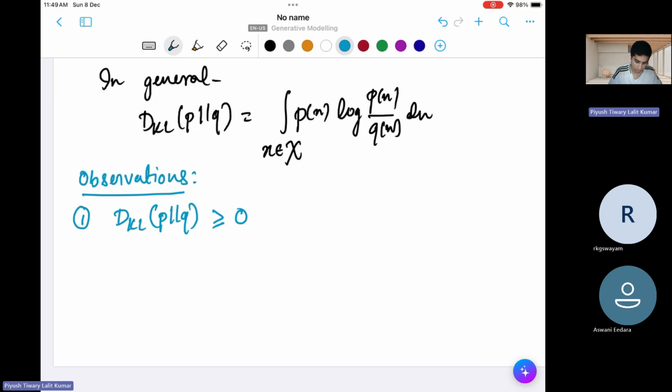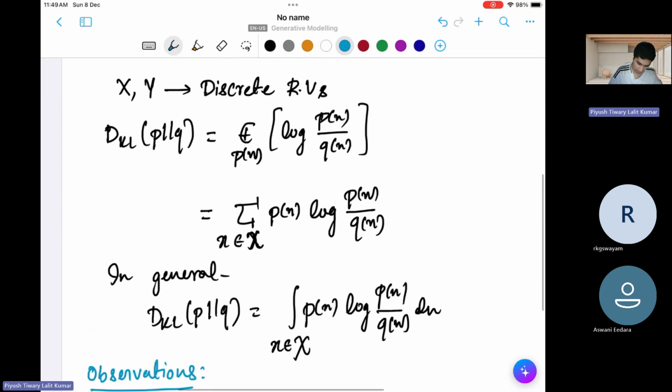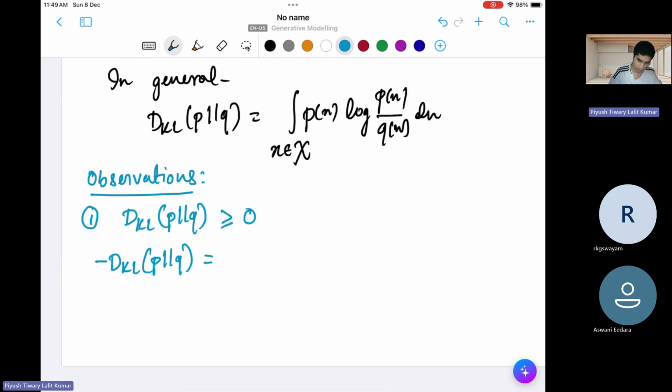How can we see that? Well, let's try to see why this is true. Let's look at minus D_KL(P||Q). This is from the definition of KL divergence, right? So this is minus the expected value of P(x) log P(x) over Q(x). This is just by definition.